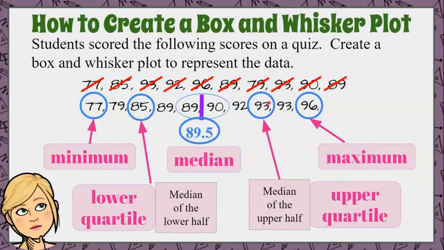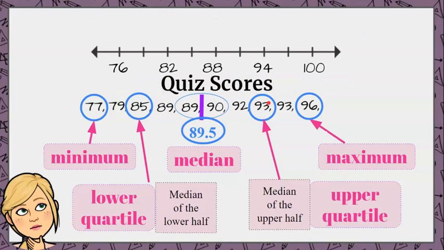So let's carry this over and clear our top half here. Here's my number line. And I've put, you don't have to have every score on here. I started at 76 because my lowest was 77 and my highest was 96. So I've got all the range to copy all my student scores onto my box and whisker.